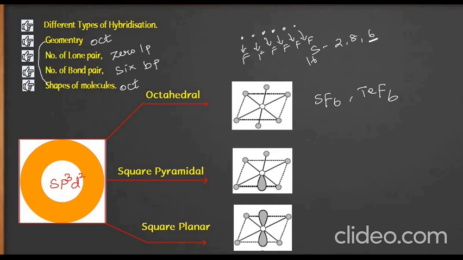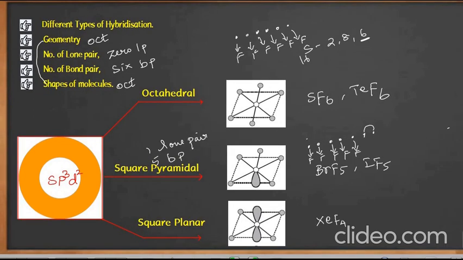So that is square pyramidal, and here IF5 and BrF5. We already know that for bromine and iodine the outermost electrons are 7. Each electron is occupied by fluorine, so 5 fluorine. So one lone pair is present, so one lone pair and 5 bond pairs.